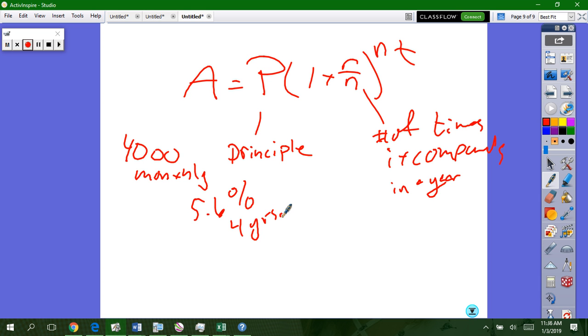Okay, so here's what we're gonna do. What's our principal? 4,000 times (1 plus 0.056 divided by, what's our n? 12). And 12 times 4 is 48, so 12 is n, 4 is time. That means I'm going to get interest 48 times over that life.